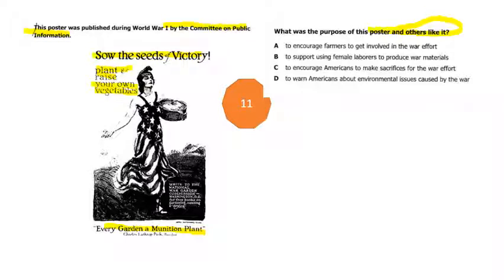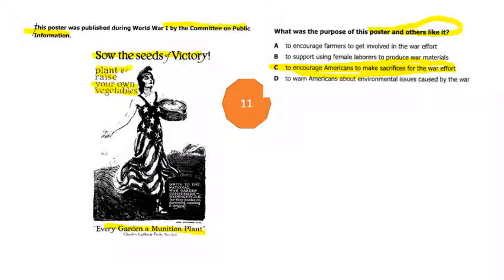Well, if you come home from work and then the government wants you or encourages you to go into your backyard and work on your own garden, that's hard work. Not only working your day job, but you're growing your own vegetables so that the government has more food to feed its soldiers and our allies in Europe during World War I. It's encouraging Americans to make sacrifices for the war effort. They can't just go buy their vegetables. The government wants them to grow their own.